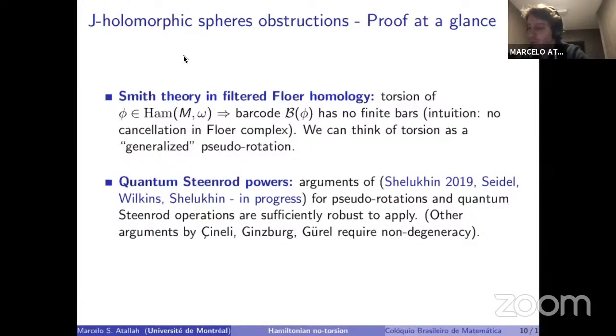And the second part of the proof relied on using arguments of Shelukhin, Seidel, and Wilkins, on quantum Steenrod operations for pseudo-rotations, which were robust enough to apply to our slightly generalized setting, and which allowed us to condense the argument into another mean index type argument, very similar to the proof of the negative monotone no-torsion theorem that we just discussed.